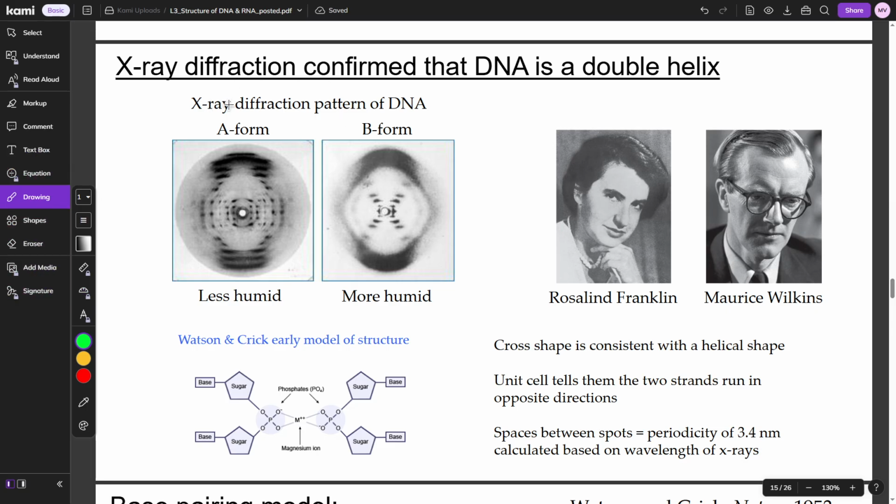Here we have X-ray diffraction patterns of DNA, and we've got the A form and the B form. I will discuss these two forms in a minute, but you should also keep in mind that the A form is less humid, and the B form is more humid. The B form is a lot better for base stacking, so the hydrophobic rings on the nucleotides are much more stackable when you have the B form of DNA versus the A form of DNA, if I'm not mistaken.